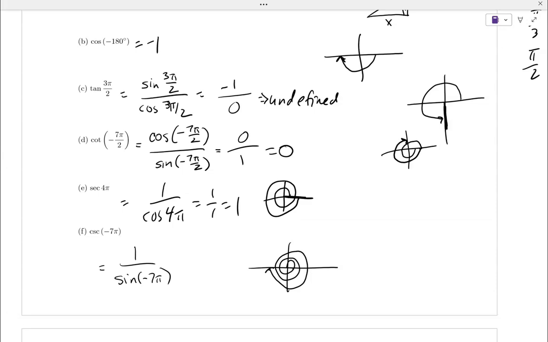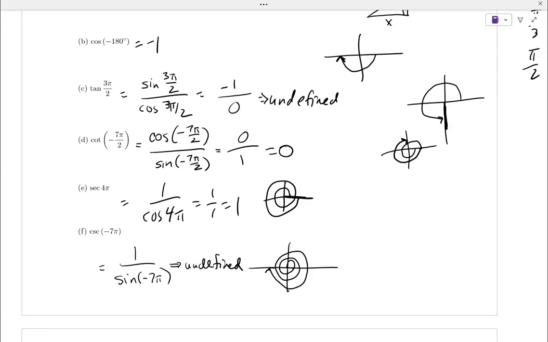Anyway, we're on the x-axis, right? If we're on the x-axis, the sine is equal to 0, which means the cosecant is going to be undefined. Yeah, good. Because we get that 0 in the denominator. That makes sense?